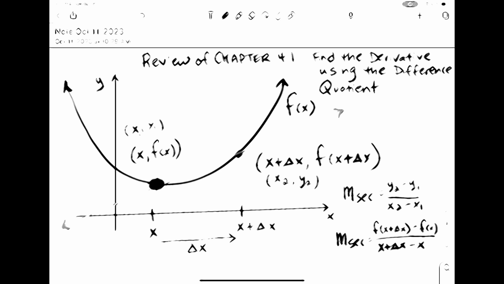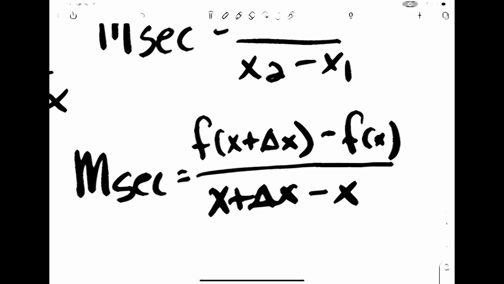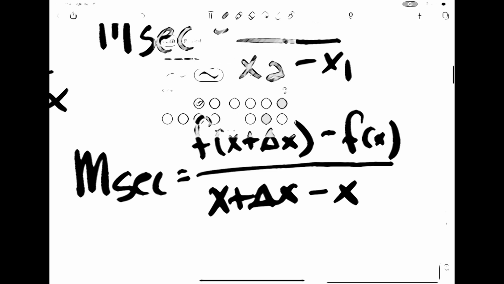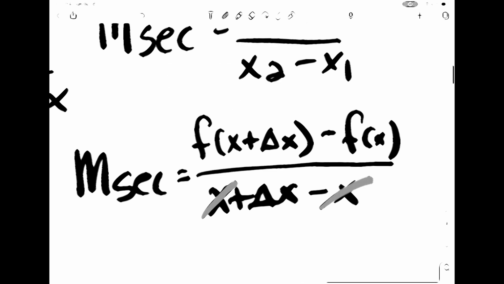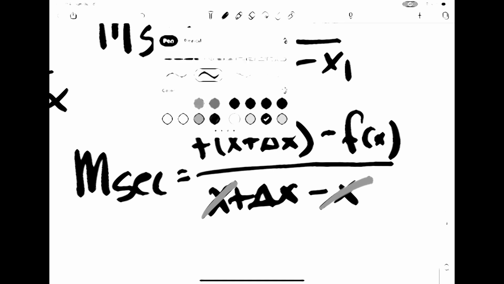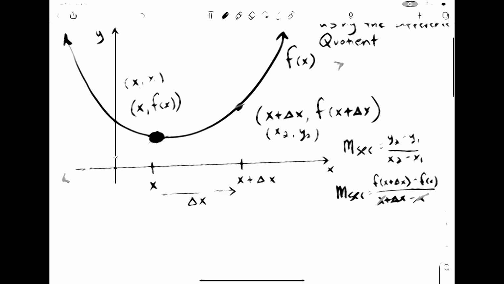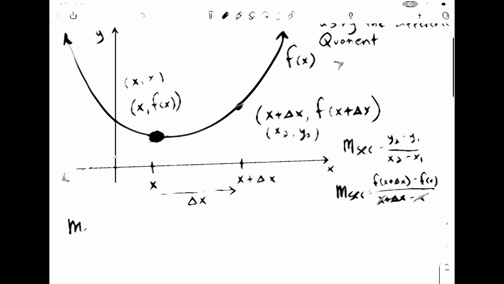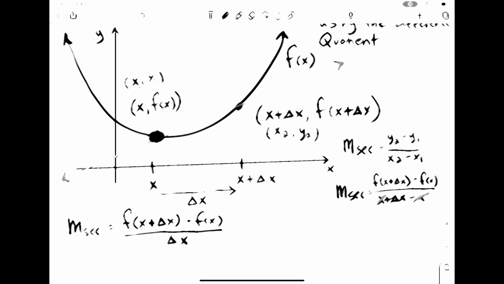So if I clean this equation up a little bit, you can see that the x's will cancel. And so what I'll finally be left with for the slope of this secant here is m secant after simplification is f of x plus delta x minus f of x divided by delta x. This delta x has now got our attention.